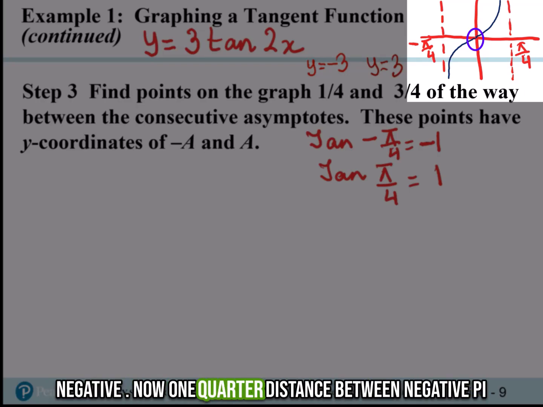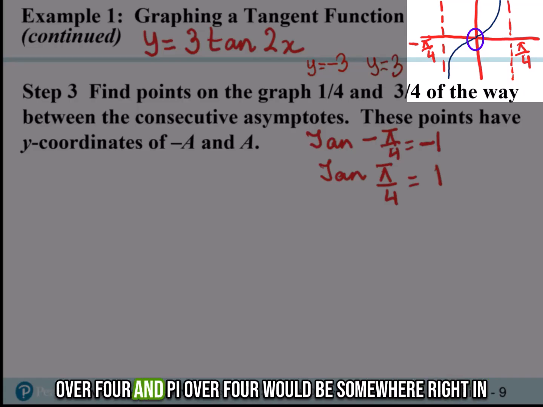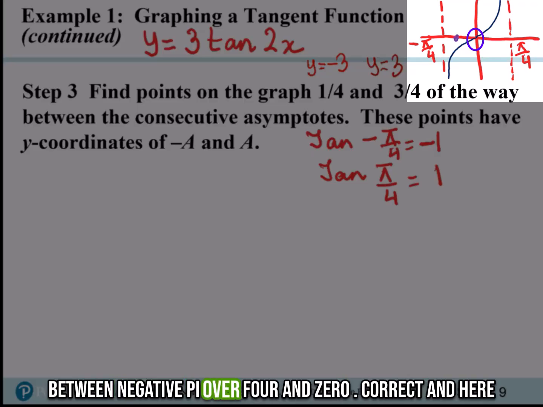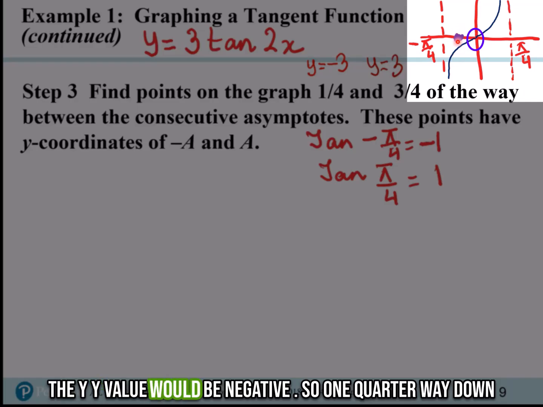Now, 1/4 distance between negative pi over 4 and pi over 4 would be somewhere right in between negative pi over 4 and 0, correct? And here the y value would be negative.